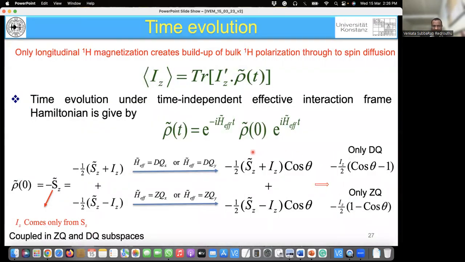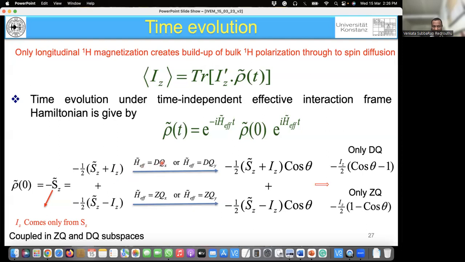Here I have listed how we do that. As I mentioned before, in NMR we want I plus and I minus, but in DNP we prefer the longitudinal magnetization, because that's what creates the bulk nuclear polarization through spin diffusion. The time evolution is given by this expression. Once we have rho naught along the Sz axis, for the electron it's minus Sz, we can split this into the zero quantum subspace and the double quantum subspace. This is the Z operator for double quantum and the Z operator for zero quantum.